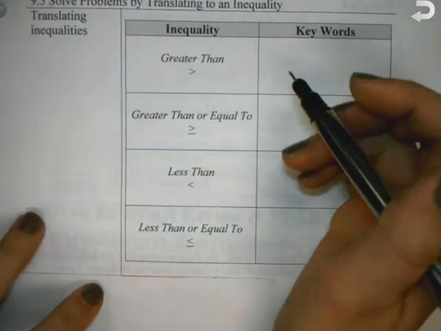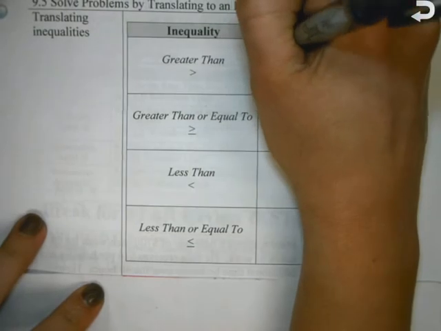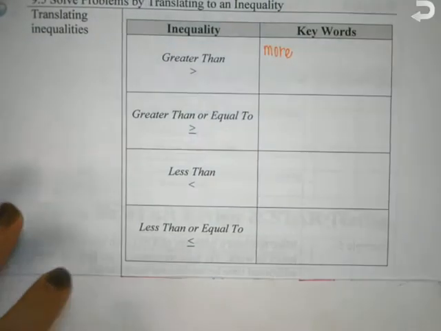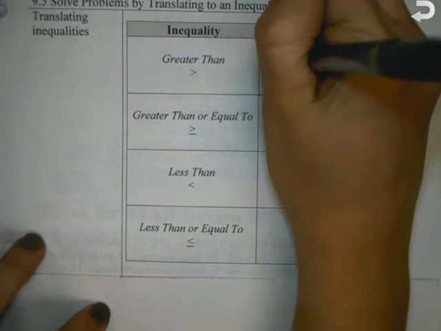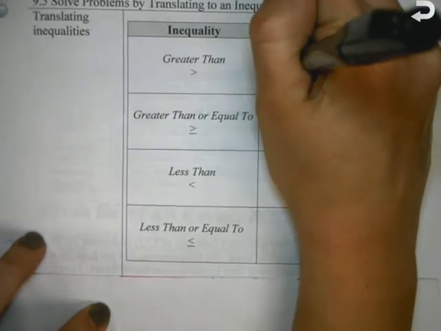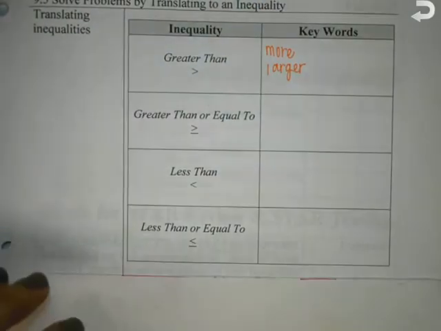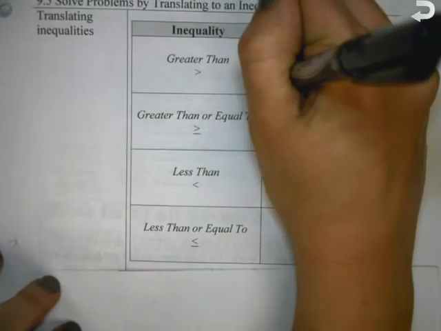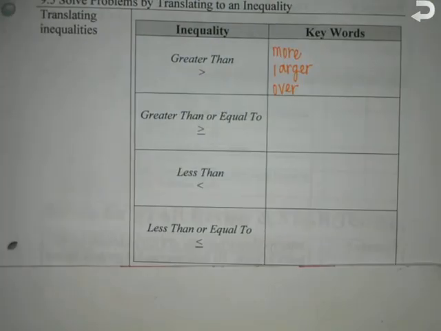More. So it would have to mean more, larger. Greater. How about over? Like if I say, I need over 30 pounds of chocolate. Can I have 30 pounds? No. Can I have 31? Yeah. Okay, so over also works.